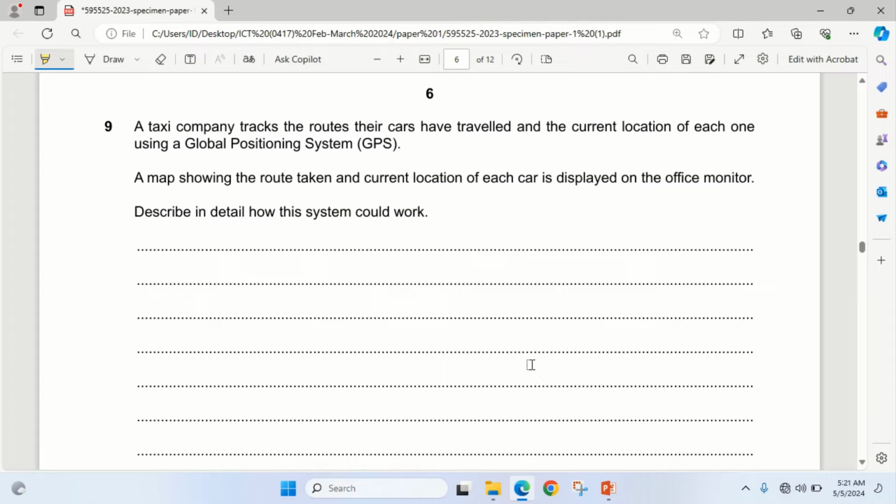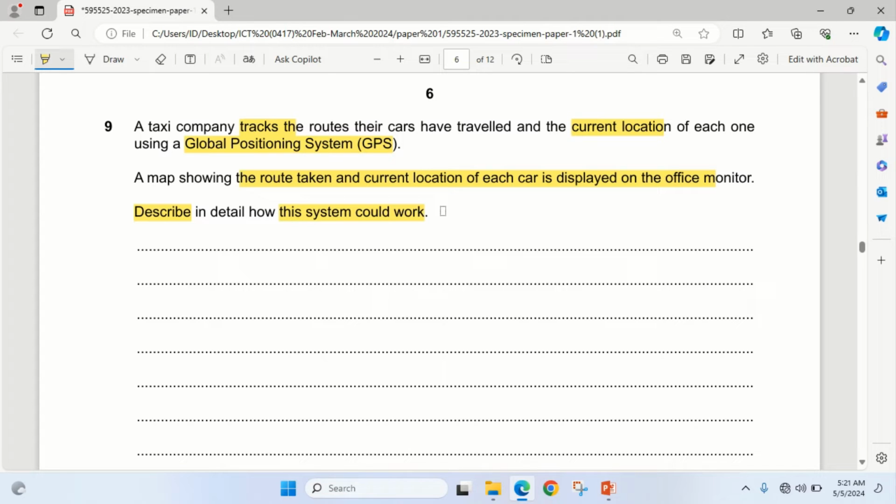A taxi company tracks the routes their cars have traveled and the current location of each one using a global positioning system. Don't forget current location and the track, the route. So a map showing the routes taken and current location of each car is displayed on the office monitor. Describe, the command word, in detail how this system could work. So this is talking about GPS, global positioning system.